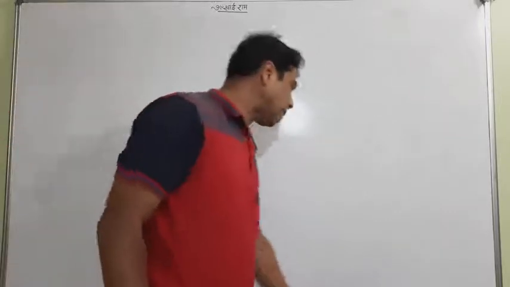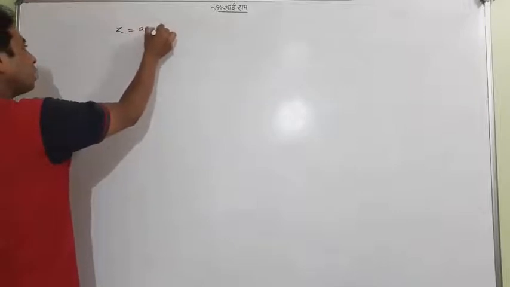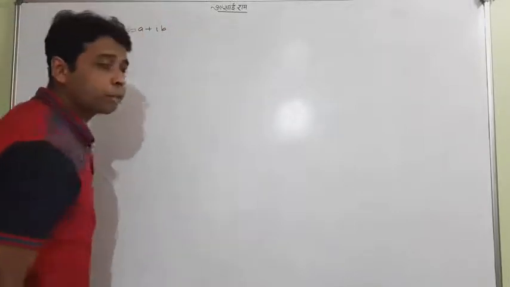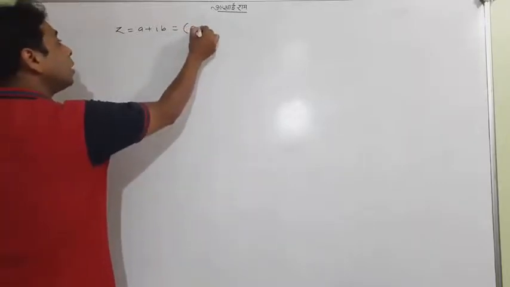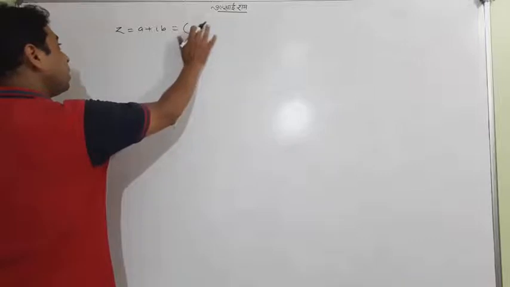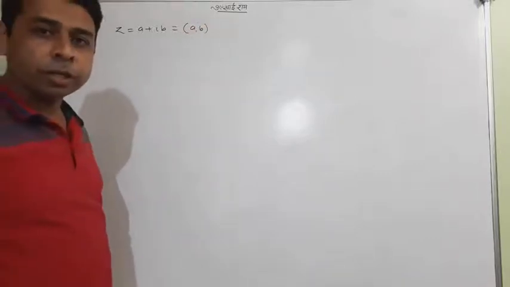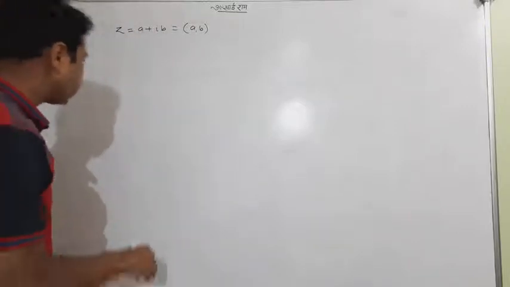Now for the next exercise, let me tell you about an important thing. Student, look, this is your complex number, z equal to a plus ib, and it is usually written with a and b as an ordered pair. You also know it, yesterday I taught you. In the ordered pair, it is normally written a comma b in the bracket.